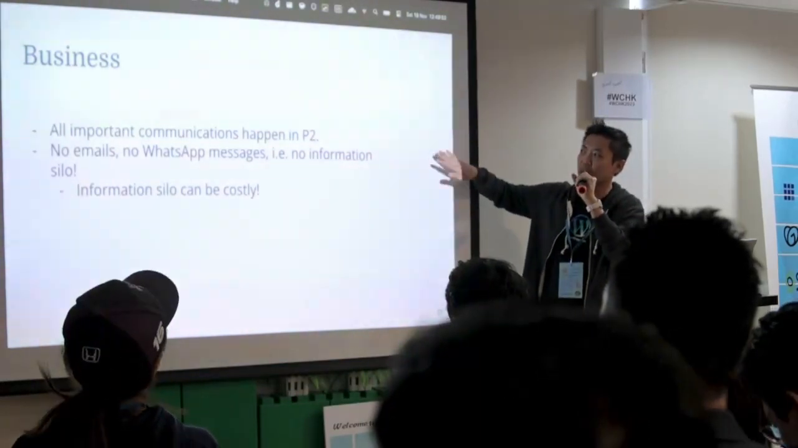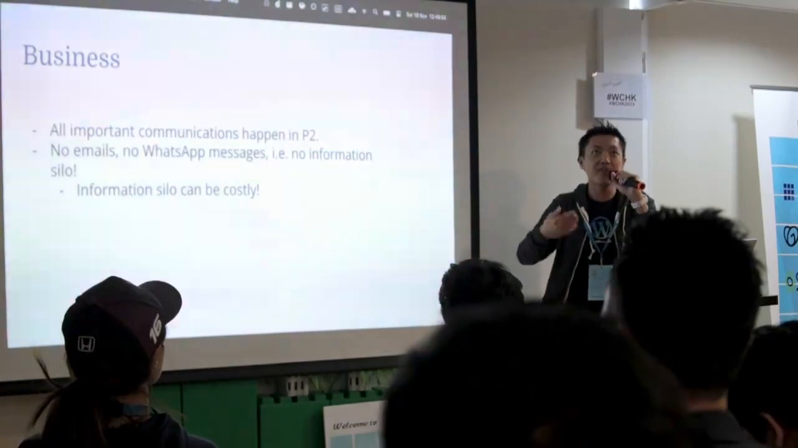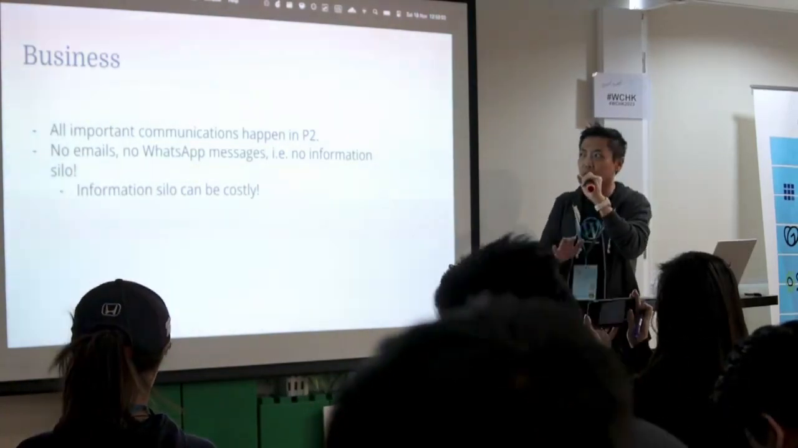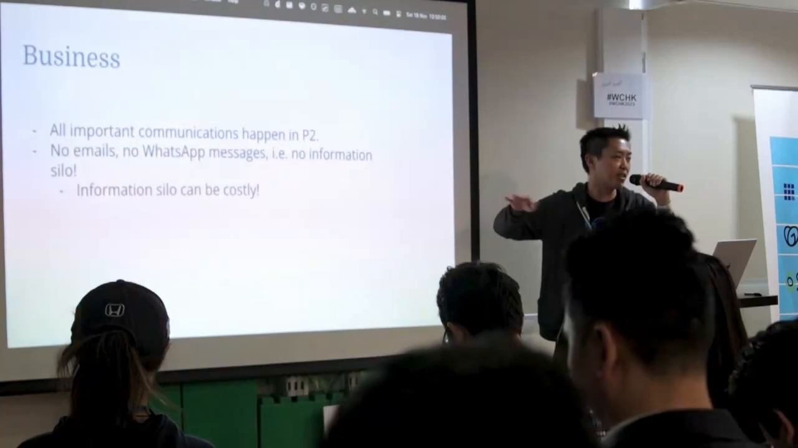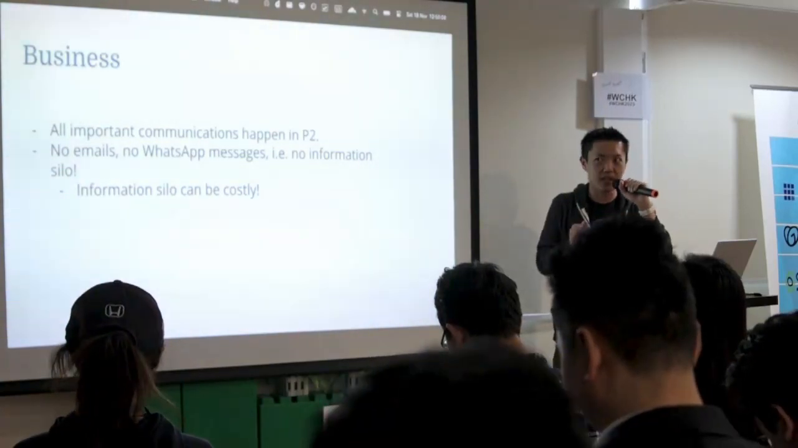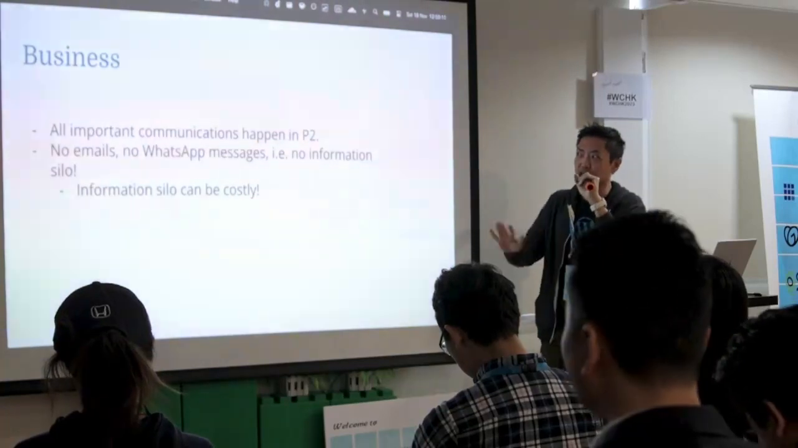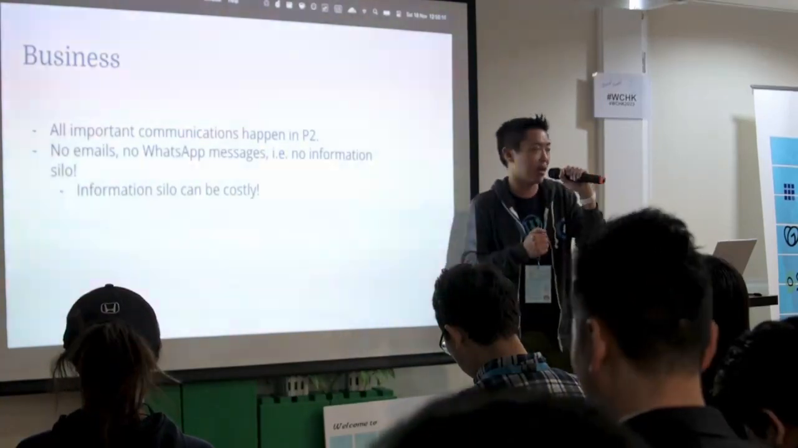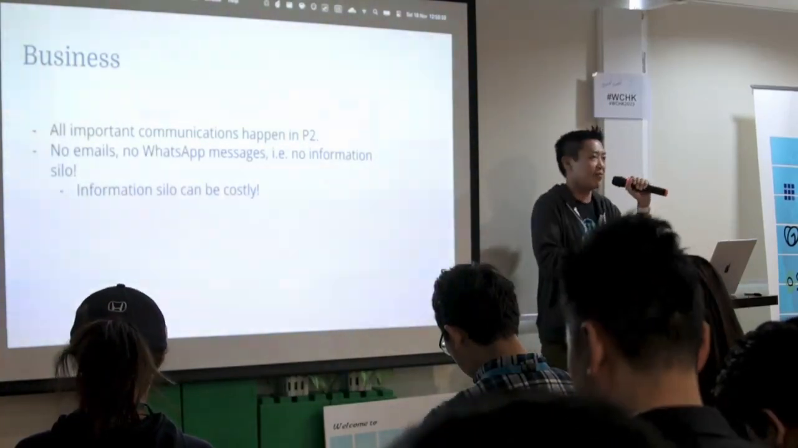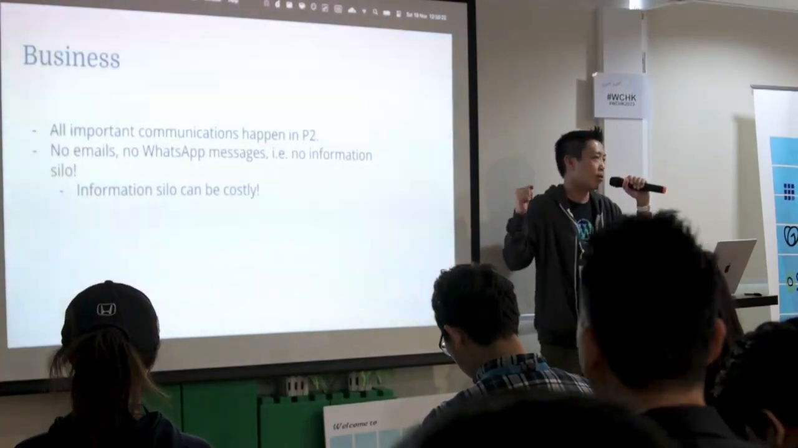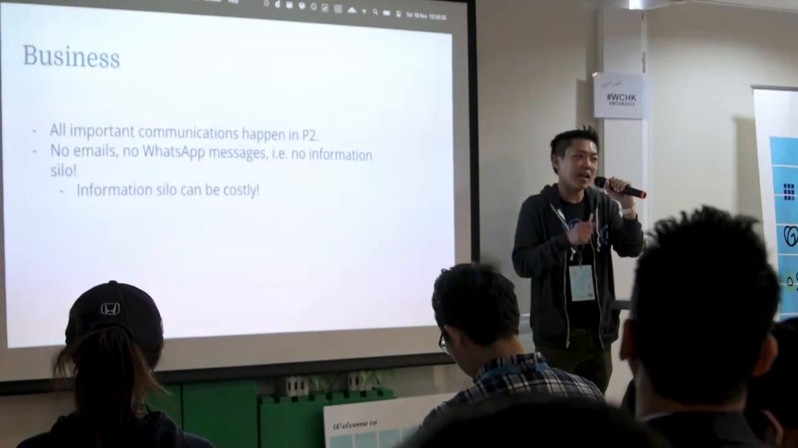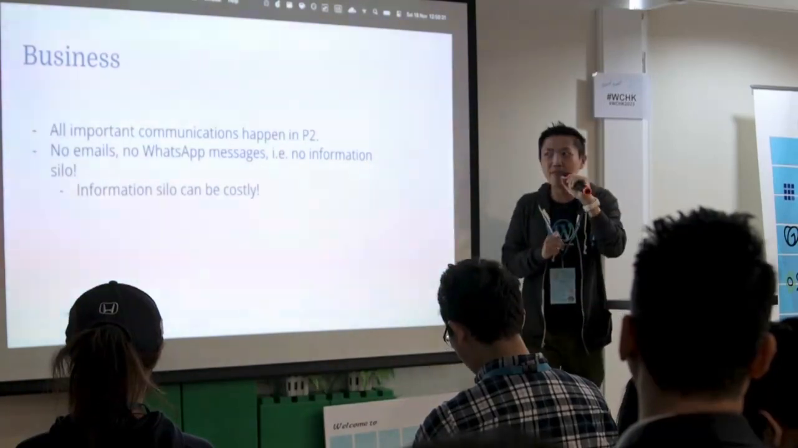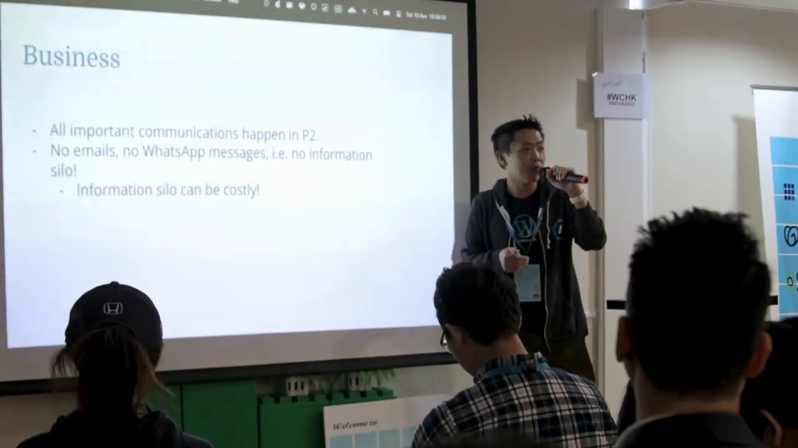Because all important communications happen in P2, the effect of it is that because we communicate via all these P2 posts, everything is public and open. We don't use emails in the company to communicate project decisions, all these things. We don't use things like WhatsApp messages. I mean, WhatsApp is becoming very common, especially since the COVID pandemic, right? Some of my friends working in local companies communicate with their boss via WhatsApp, and all those business decisions could be communicated in WhatsApp. But the problem with those things, like emails or WhatsApp, is that they create information silos.